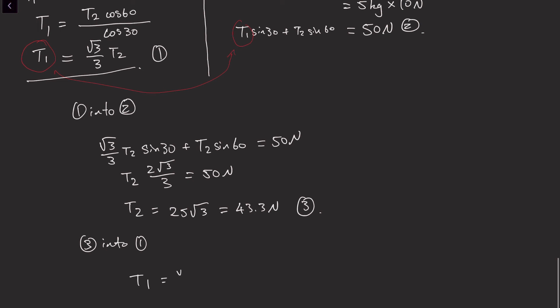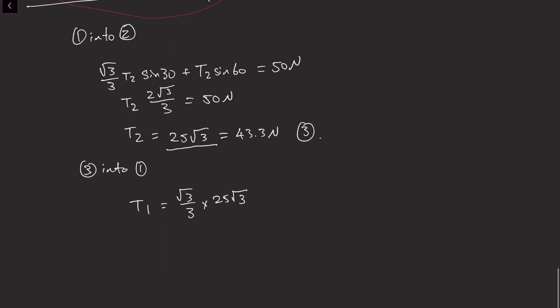T1 equals root 3 over 3 multiplied. I'm going to use this value here, and you'll see why in a second, because then I won't have to use a calculator. So this simplifies beautifully. We don't have to do any arithmetic at all. The square roots cancel, the 3's cancel. So now we just have 25 newtons. Sorry, the 3's cancel. So the 2 root 3's multiplied together equals 3. 3 over 3 is 1. So we have 25 newtons in total.